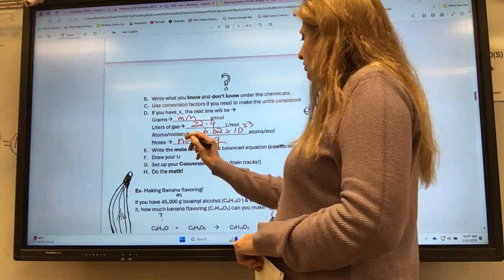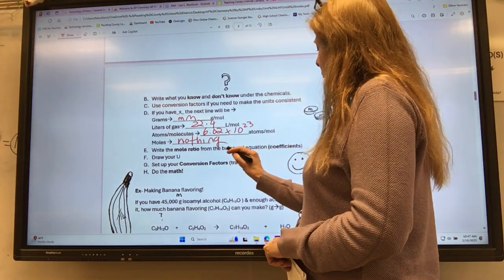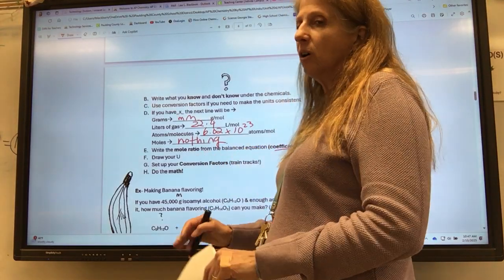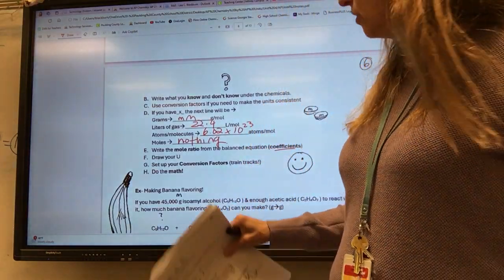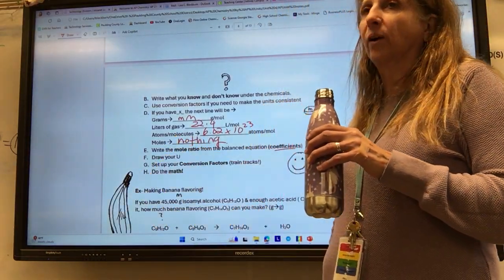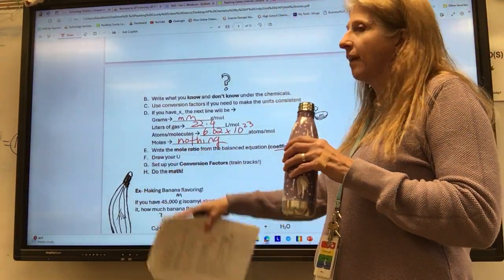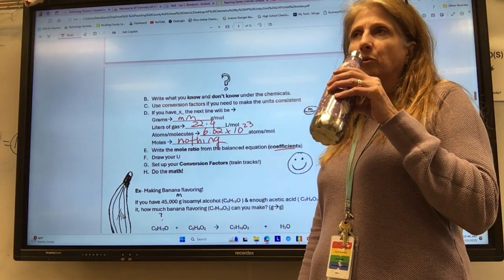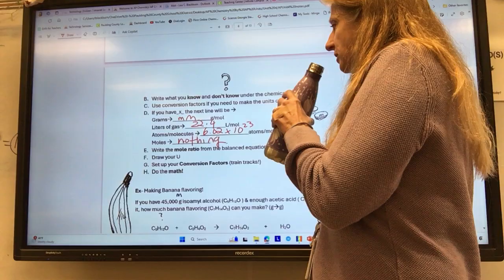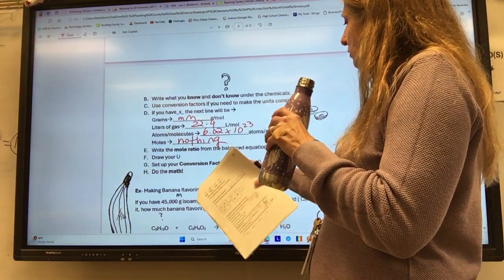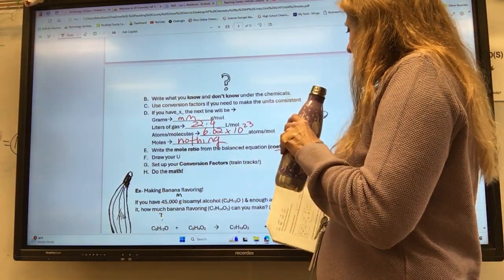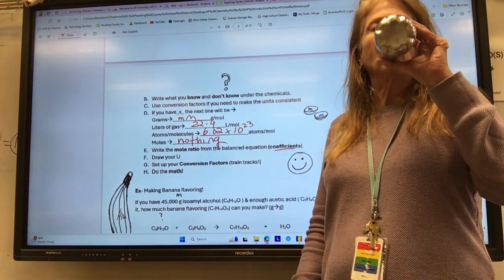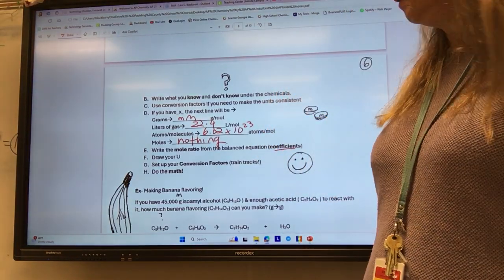Our third line is you write the mole ratio, which are the coefficients from the balanced equation. Then you draw a U. Why do you draw a U? To tell you the order of what you do, and that's where a lot of kids get it wrong. They'll mix up and start at the wrong place. So the U tells you what to do next. Then you set up your train tracks and you do the math. And when you draw the U, it looks like it's smiling at you, so I drew a smiley face. It makes the problems nicer.